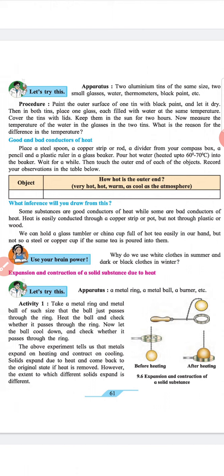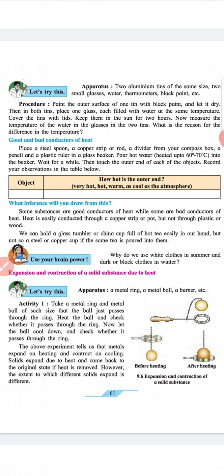Heading: Good and bad conductors of heat. Place a steel spoon, a copper strip or rod, a divider from your compass box, a pencil, and a plastic ruler in the glass beaker. Pour hot water (heat it up to 60 to 70 degrees Celsius) into the beaker. Wait for a while. Then touch the outer end of each of the objects. Record your observations in the table below.